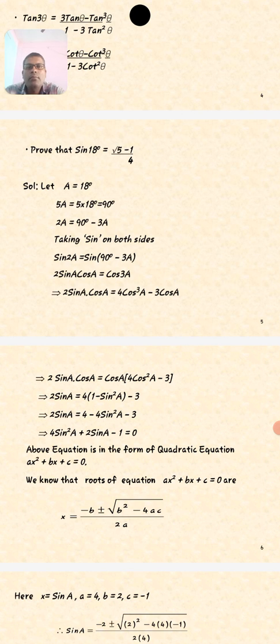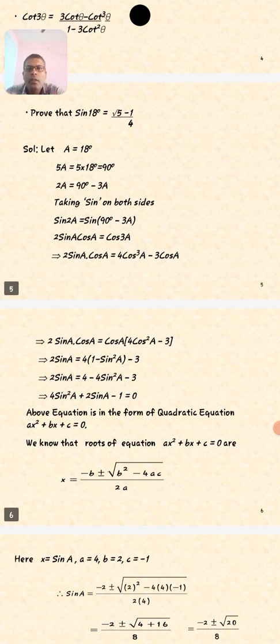Taking sine on both sides, sin 2a is equal to sin of (90° − 3a). Sin 2a, how to write? 2 sin a cos a is equal to sin of (90° − 3a), we get cos 3a. That implies 2 sin a cos a is equal to cos 3a, formula 4 cos³a − 3 cos a. That implies 2 sin a cos a is equal to, we take cos a common, cos a (4 cos²a − 3).